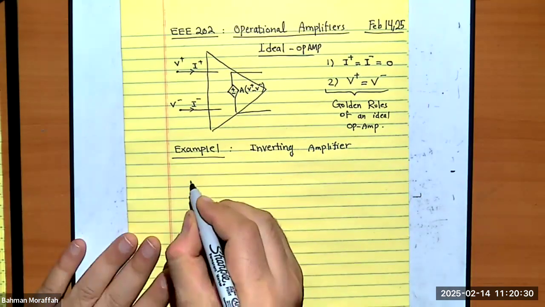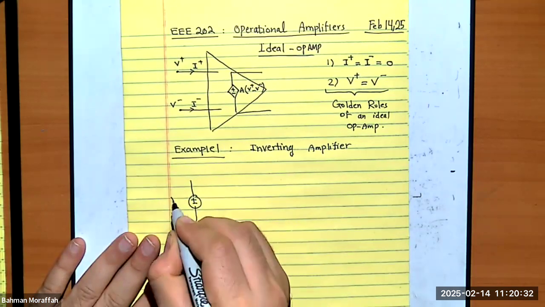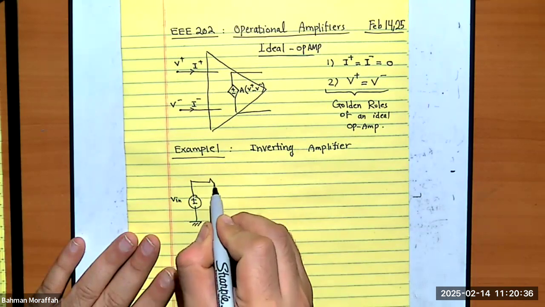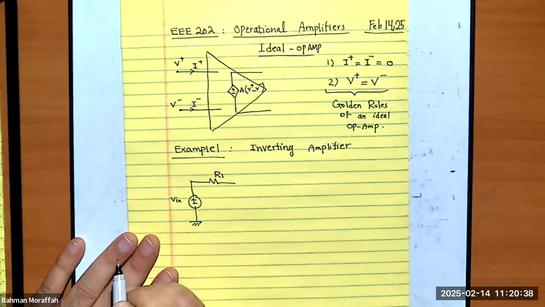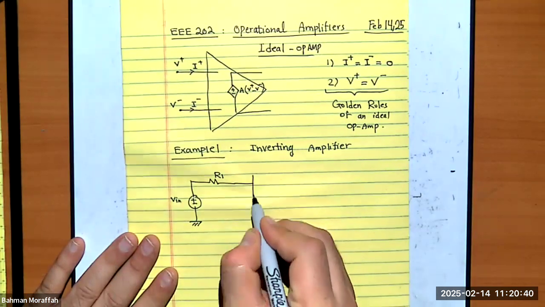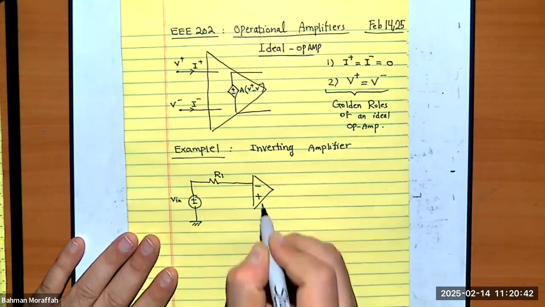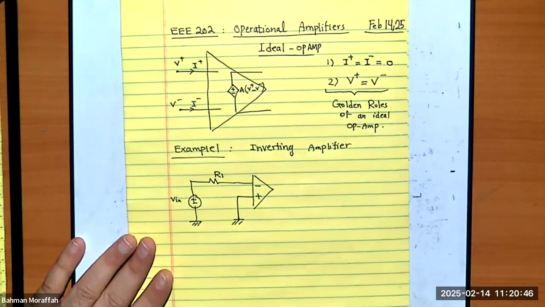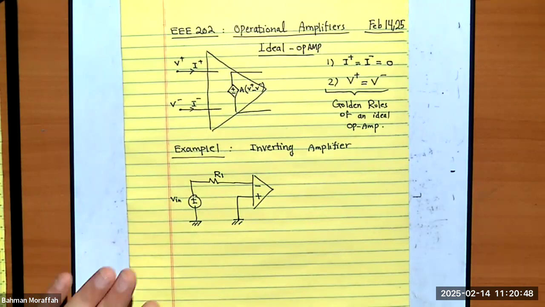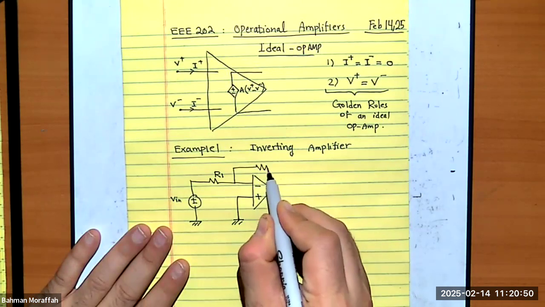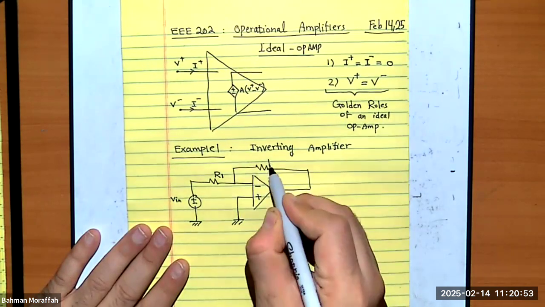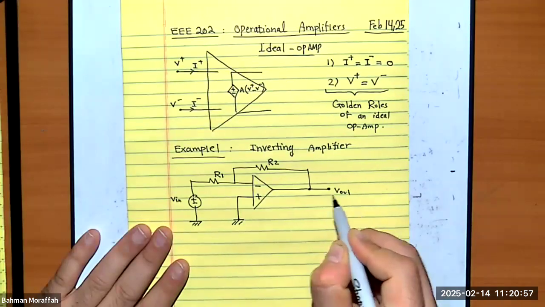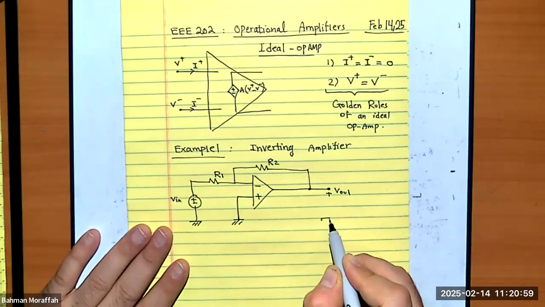The circuit looked like this. We had some input voltage, which we knew what it was. It was connected to the ground. And then we have some resistance R1 that goes to the negative side of the op-amp. The positive terminal goes to the same ground. And then we have some R2. And the voltage here is V out, which is positive and negative.